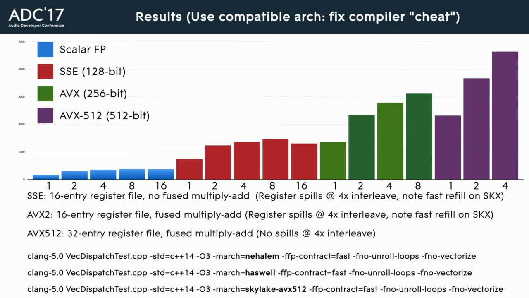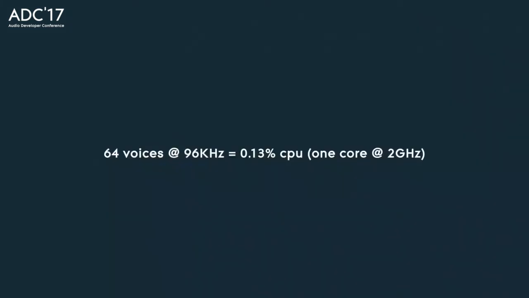So this 64 voice example, if we run it at 96K, so that's the kind of 2x-ish oversampled, we're getting 64 voices of that for 0.13% of the CPU on 1 core. So I think that's reasonably efficient.